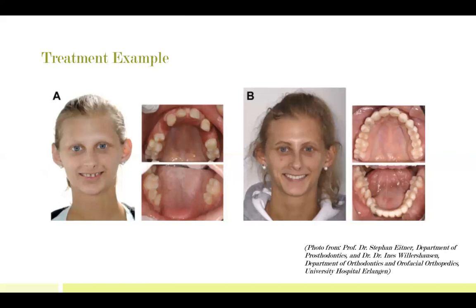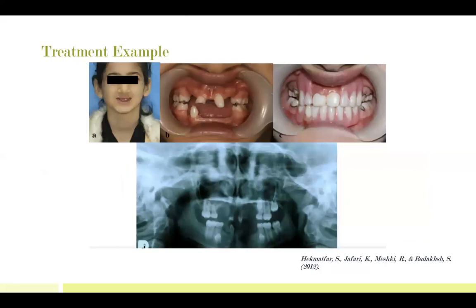And then in the picture labeled B, this is the results of the prosthodontic rehabilitation. So you can see that the prosthesis right there. And this is really important for, especially with children, to improve their self-esteem. So this is just a treatment example of a before and after of how you can treat ED.